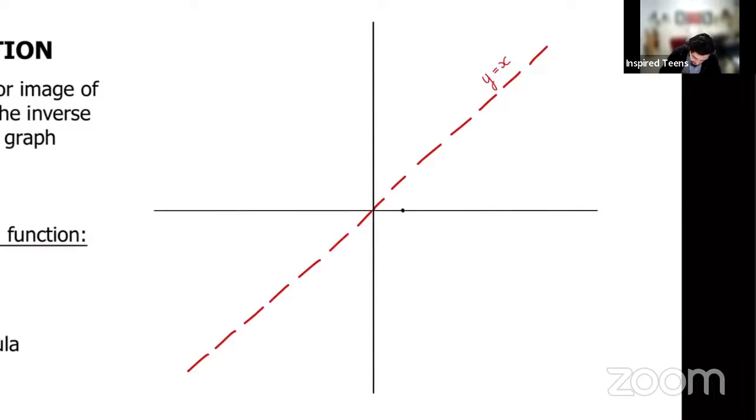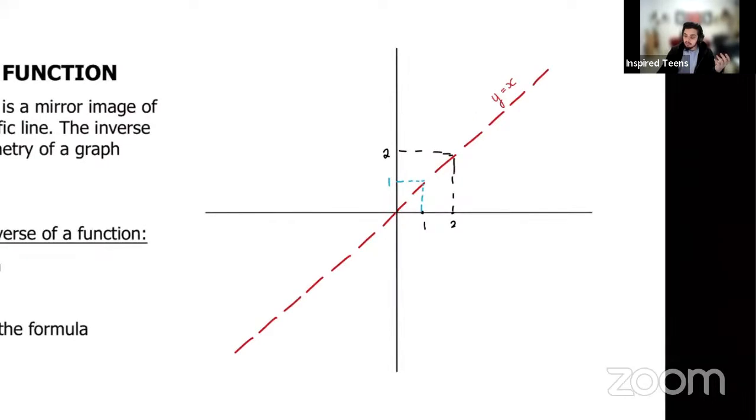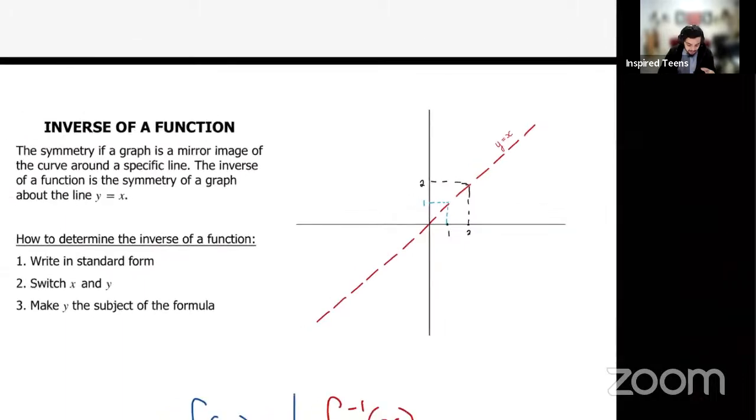So if we consider an x value of 1 here, the corresponding y value is 1 as well. The same thing applies for 2 and 3 and so on. That's why it's called the y is equal to x line, because literally the y value is equal to the x value at every single point on this graph. So when we talk about a reflection about the y is equal to x line, we are talking about a reflection upon this line.